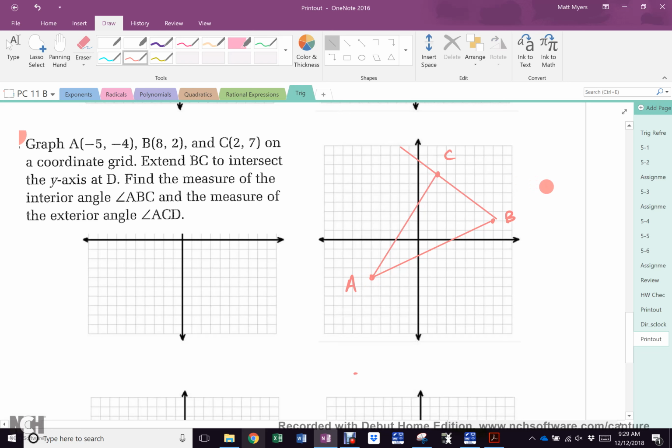Extend BC. Find the measure of ABC, so this angle right here, that is the first theta I need. And then find the measure of ACD. This is the second theta I need. Yeah? Okay, so how am I going to do this? I need some distances, don't I? Okay, how am I going to find these distances? Pardon me?